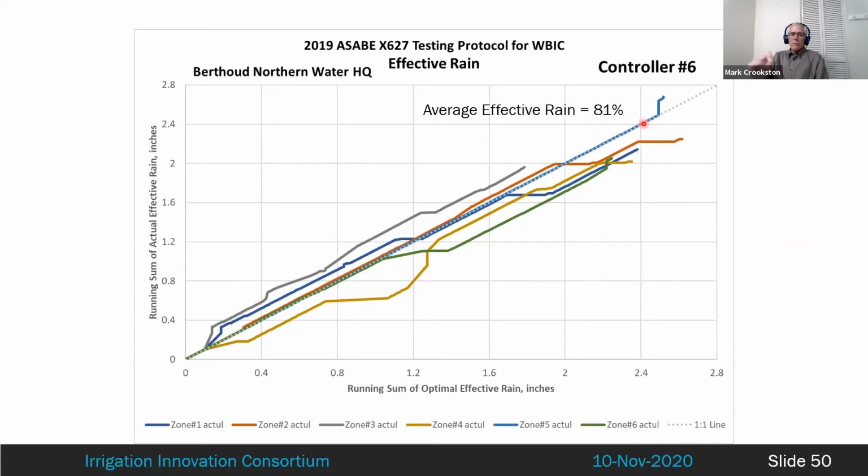When we get to the next controller that we're going to highlight, you'll see that it did not do this well. This controller did much better because it watered deeply and infrequently. It did much better at capturing rainfall, whereas the other controller watered essentially every week and wasn't able to catch as much rainfall and did not do as well.